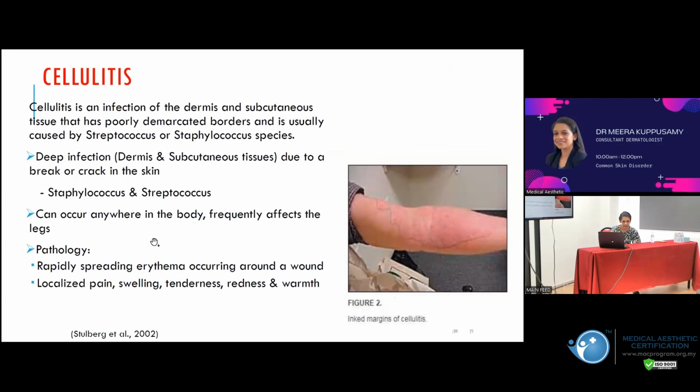Commonly affects the legs, but can also happen in the hands and the face. So you have pain, swelling, tenderness, redness, and warmth. So all the signs of inflammation.